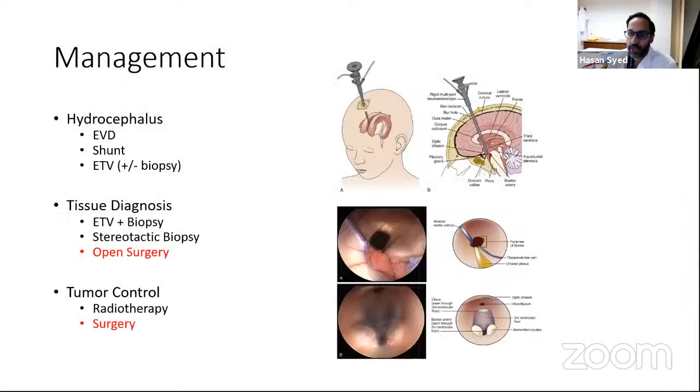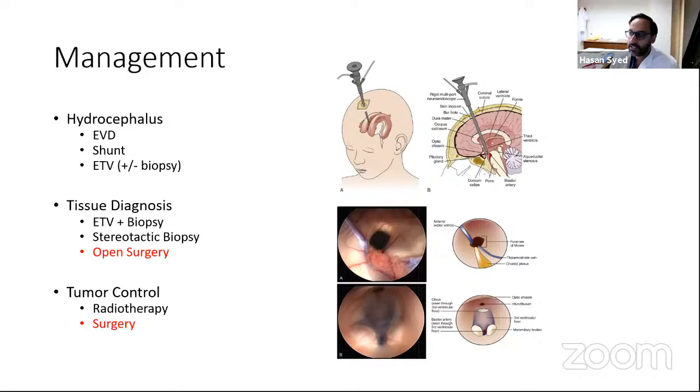In seeing pineal tumors, you think about a couple of things. One, how do you treat the hydrocephalus? That can be done in a number of ways. Again, there's no right or wrong way, but if it's an emergency situation, placing an EVD, otherwise treating the hydrocephalus with an ETV or a shunt.